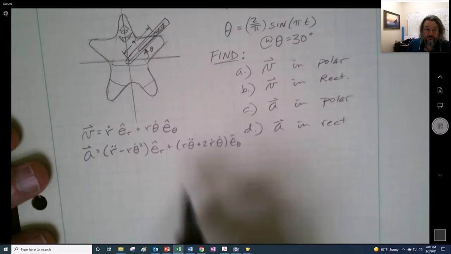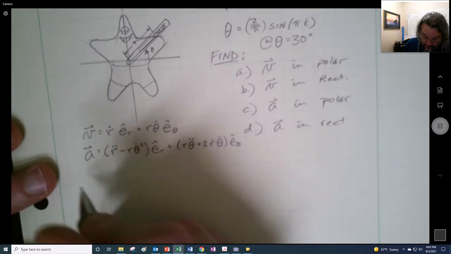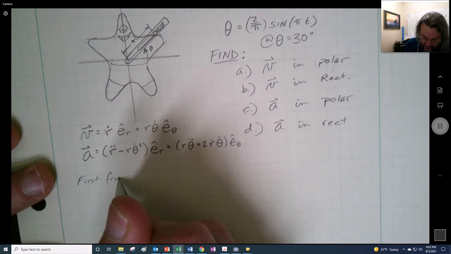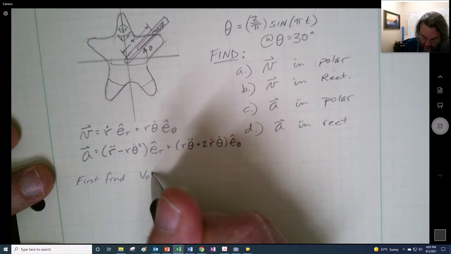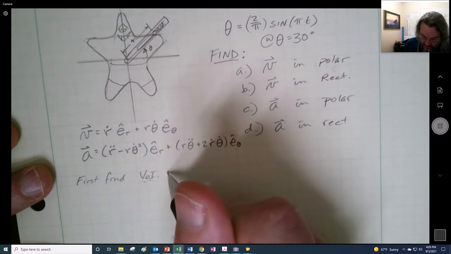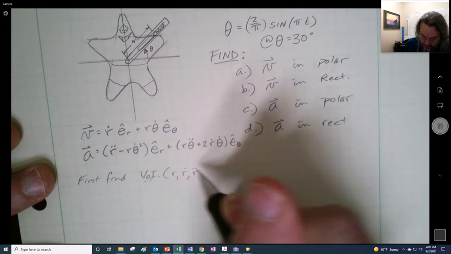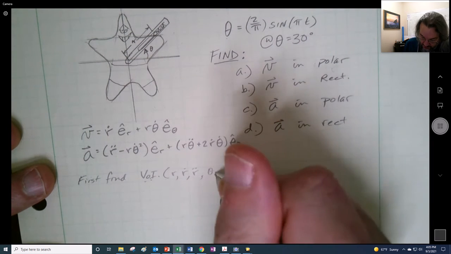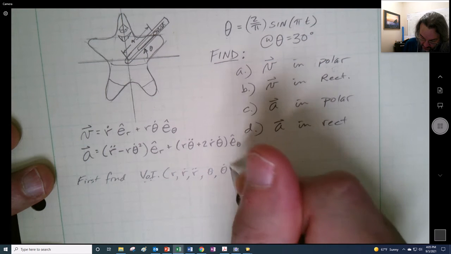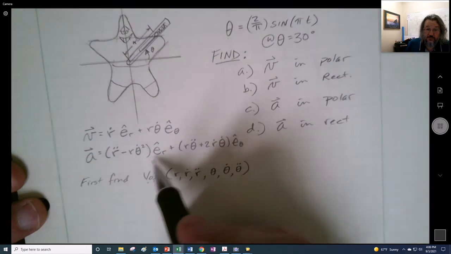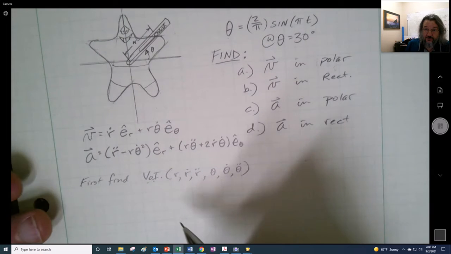That's the form. So the variables of interest that we want to find, right? So I'll say first find the VOI, the variables of interest, which are r dot, r double dot, theta, theta dot, and theta double dot. Okay, so those are the variables of interest, and that's what we have to find.